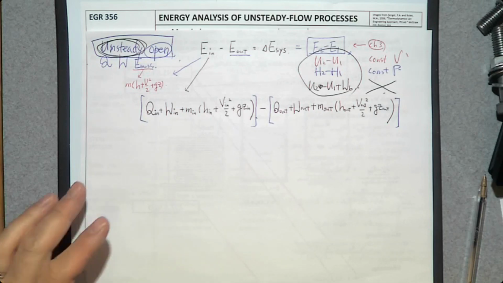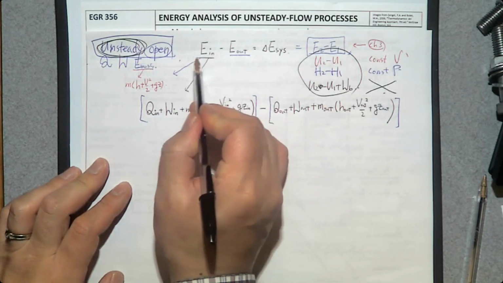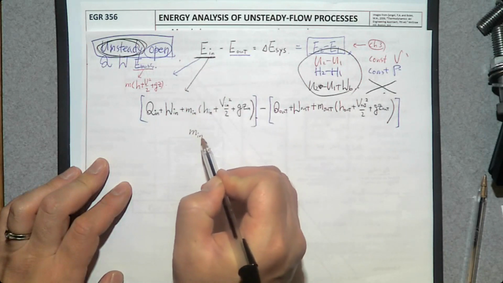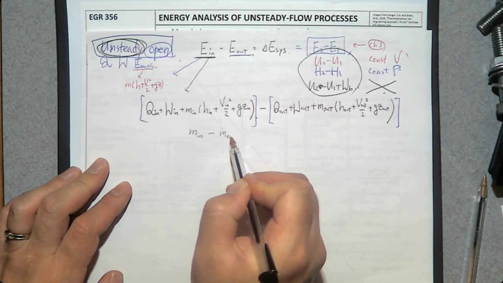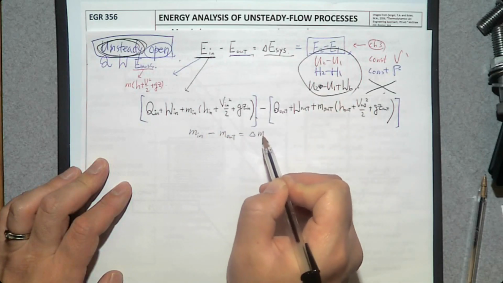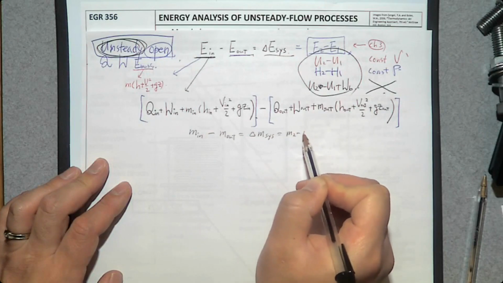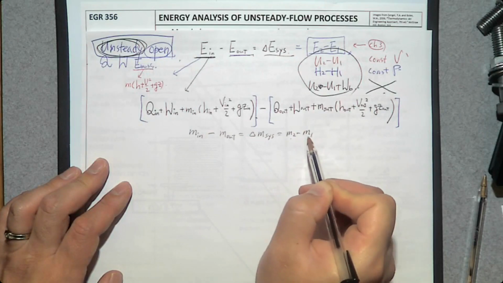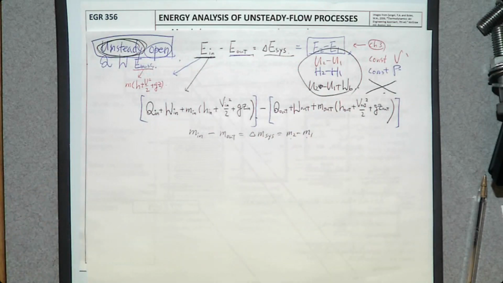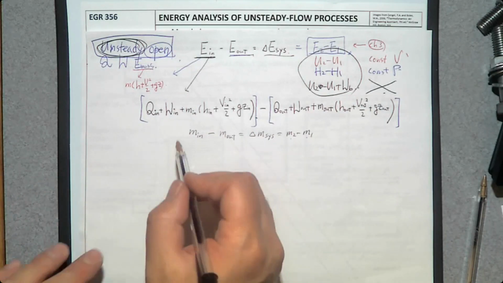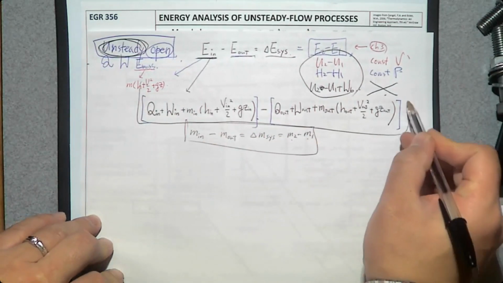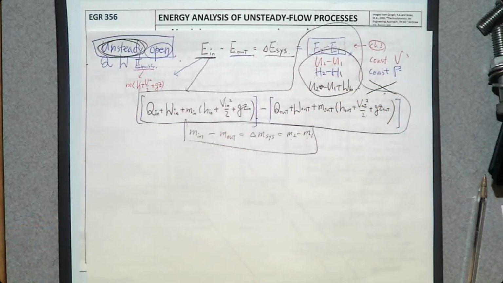What about mass balance? Mass transfer in, m in, minus mass transfer out, m out, is going to be the change of mass of the system, which is m2 minus m1, the final mass minus the initial mass. So this one is the mass balance equation, and the other one is the energy balance equation. That's all. Now you can solve any unsteady flow problem.